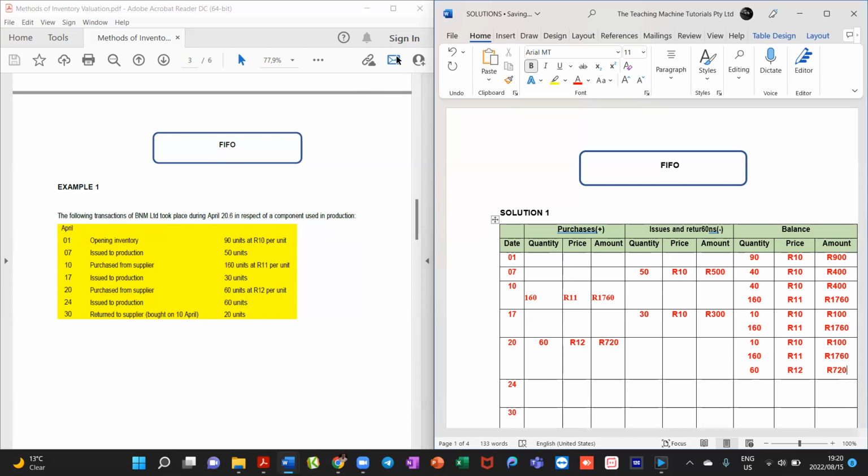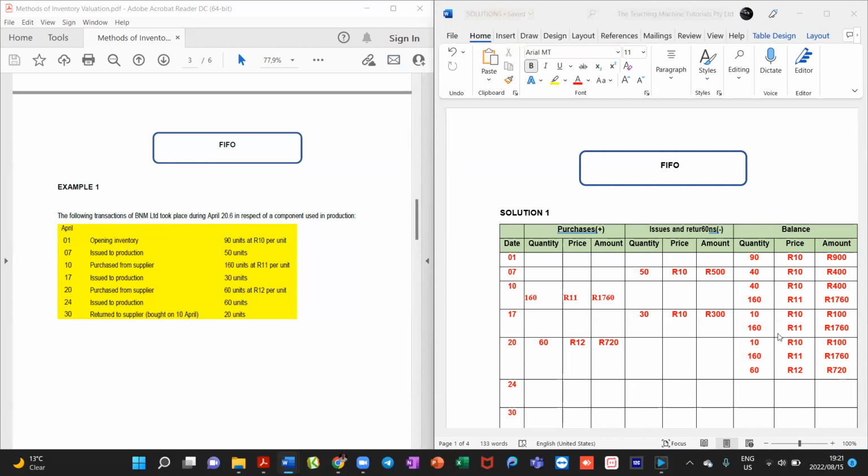All right. Any questions so far? All right. So far, so good. Now, let's look at the transaction on the 24th. It says issued to production. How many units? 60 units. Now, the factory calls and requests for 60 units. What is it that we're going to do as the inventory management department?